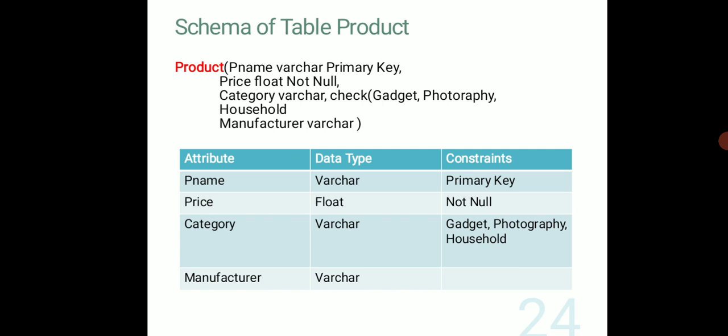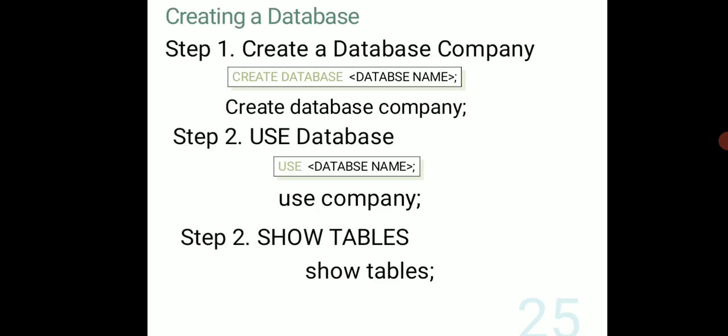Product: here product name is varchar, and it acts as the primary key. Next, price is float, and this should not be null, you should give the value. Category is varchar, with a check: gadgets, photography, household. Manufacturer is varchar. So these are the attributes, they are given the type, and then we are giving the constraints.